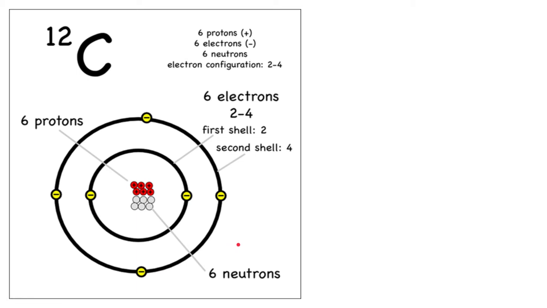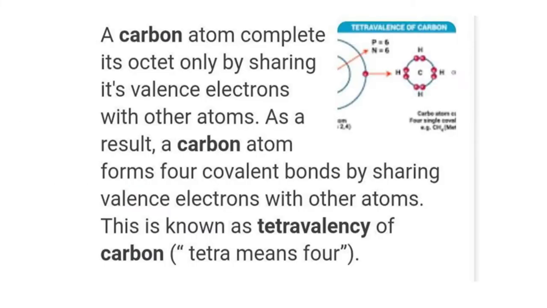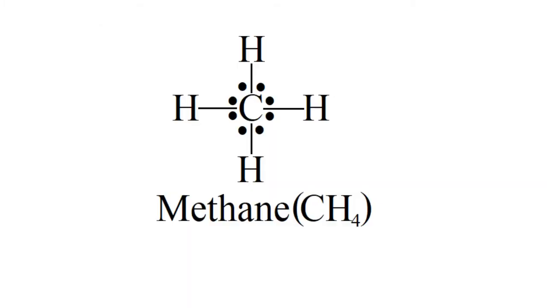To get octet configuration or noble gas configuration, it requires 4 more electrons. That is why a carbon atom forms 4 covalent bonds with other atoms as well as similar carbon atoms. So here I am taking one beautiful example to explain the octet configuration of carbon, that is methane. The methane formula is CH4.